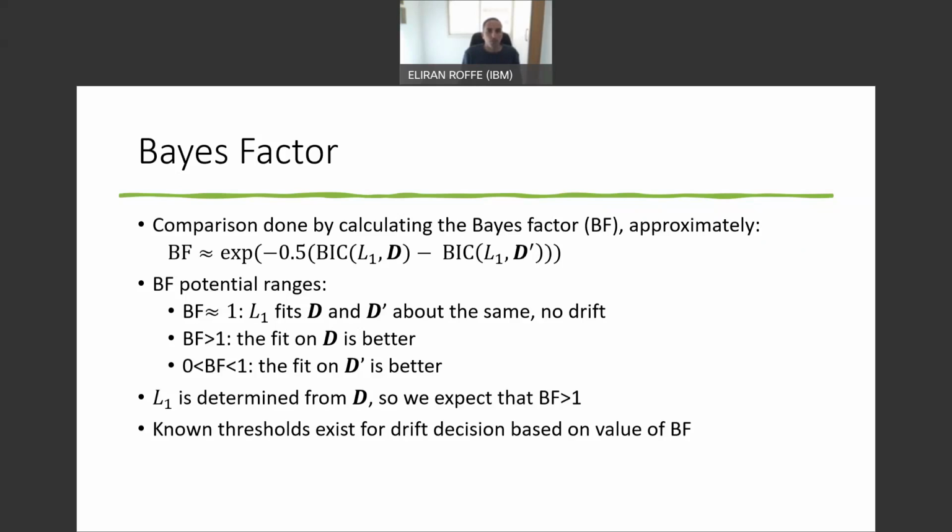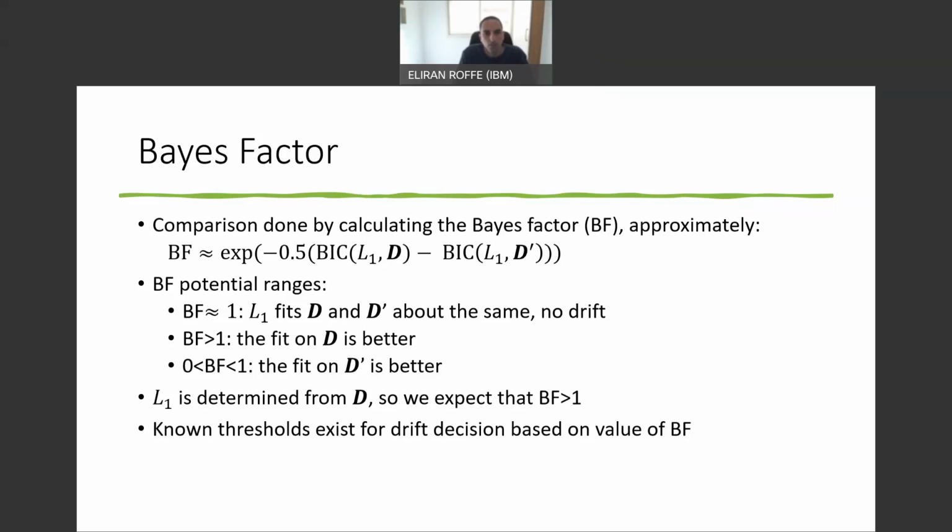The second range, Bayes factor is bigger than 1 or much bigger than 1. It means that the fit on D, the baseline data, is better. And when Bayes factor is lower than 1, the fit on D tag, the field data, is much better. In our case, of course, it cannot be reasonable that the fit on D tag will be better because L1 is learned based on D. But still, it is something that you should be aware of.